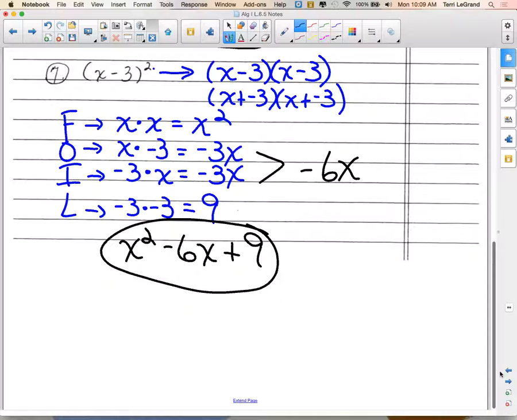So any questions on FOIL? Binomial times a binomial. Please. Got a question on FOIL? No. Then don't put your arm up. Anybody have any questions on FOIL?